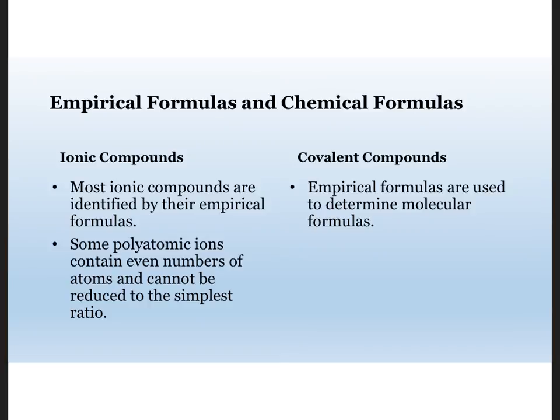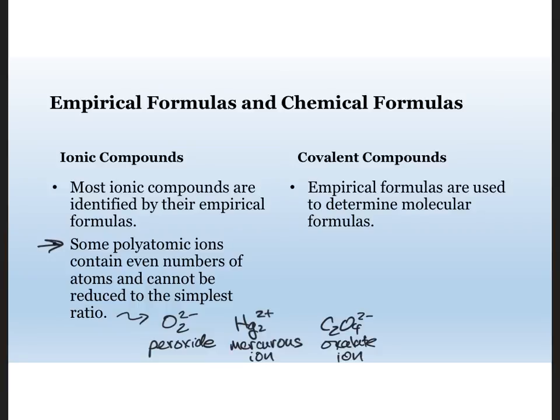It's important to realize that ionic compounds are identified by their empirical formulas, the lowest whole number ratio of elements in a formula unit. Exceptions to this rule include certain polyatomic ions, such as O2 2-, Hg2 2+, C2O4 2-, and S2O8 2-, that come packaged that way and cannot be reduced any further.